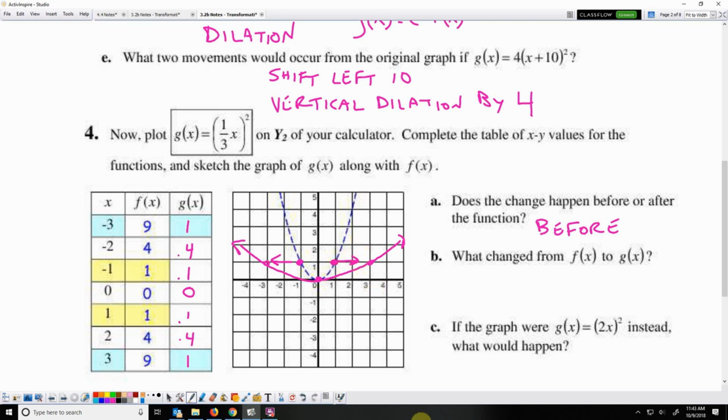Okay, so what changed? What changed is that it actually takes 3 times the input to get the same output. So notice here, I had a -1 and got an output of 1. But then, after my g of x, where I'm multiplying by 1/3 inside the function, it takes a -3 to get a 1. So it took 3 times the input to get the same output. Okay, so it's the input that is stretched.